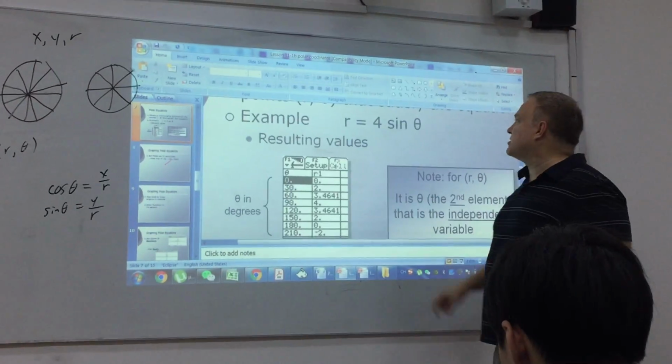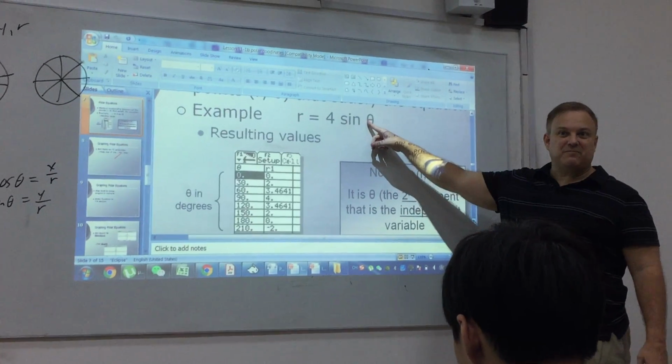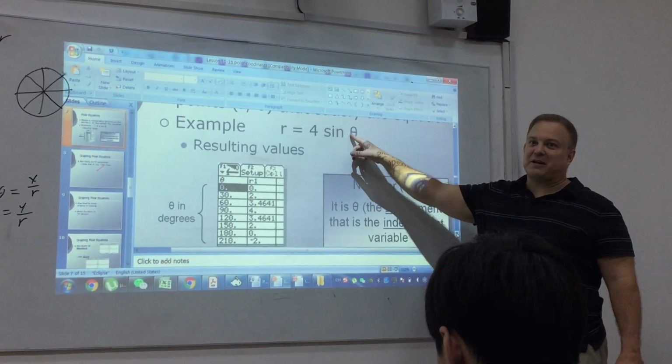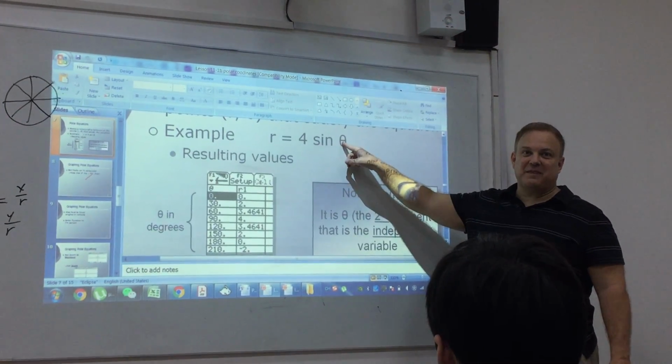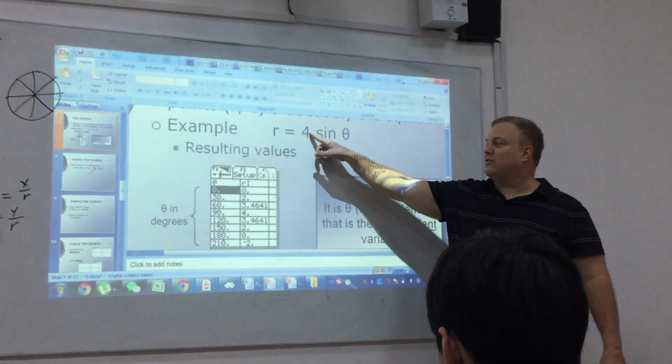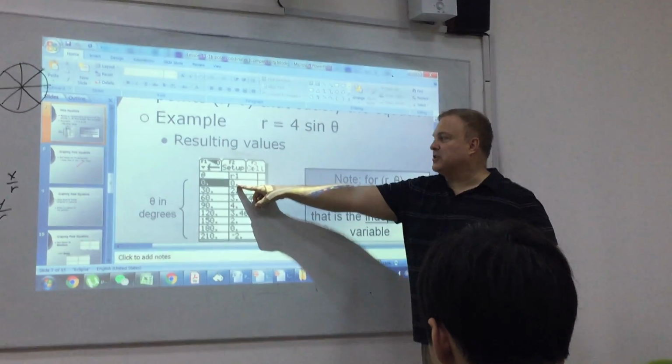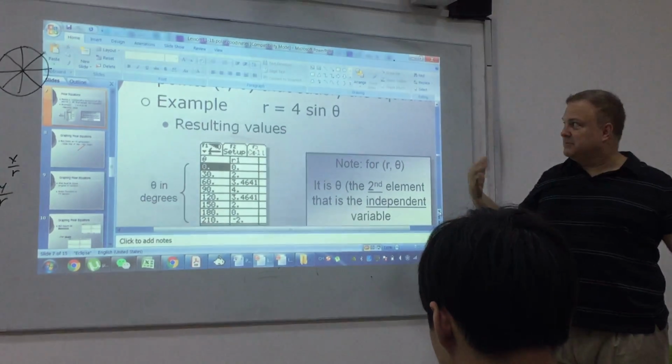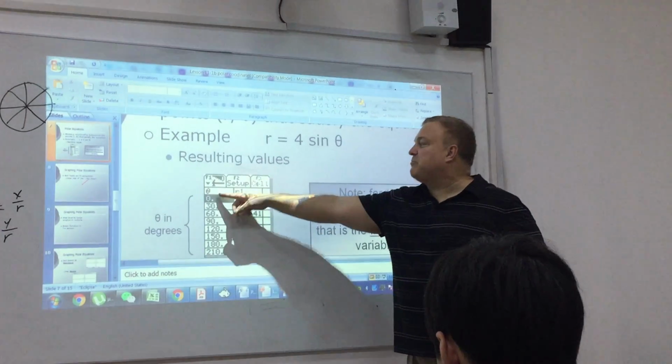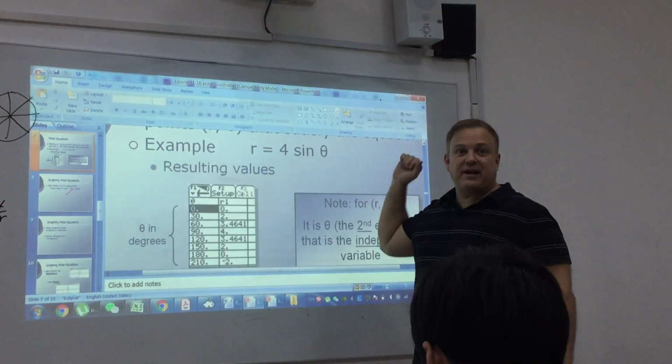Okay, so here's the deal. If theta equals 0, what is sine of 0? Come on guys, unit circle. What's sine of 0? 0. What's 0 times 4? 0. So you start off with the point 0, 0. Now, we have to pick some numbers for theta.